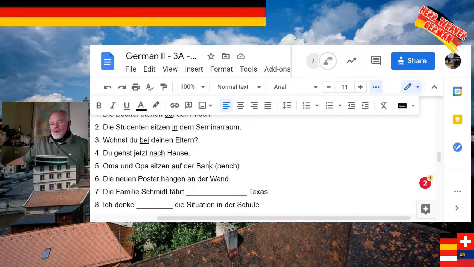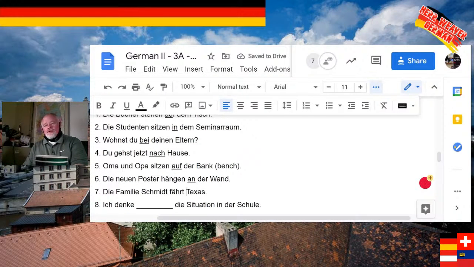Now, they're going someplace, and they're going to a geographic place, Texas. Die Familie Schmidt fährt. What do we use with geographical places? They're headed that direction. No, we want to say nach. Nach is with cities, towns, states, counties, countries. Nach Texas. Any country, city, state. There's a couple of exceptions to this that are kind of weird, but this is what we use.